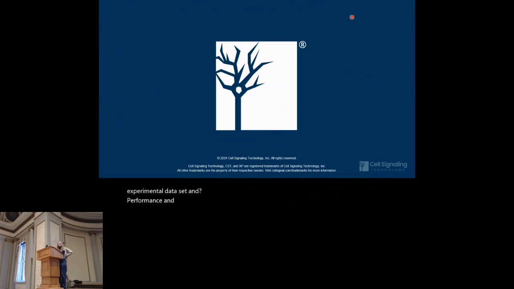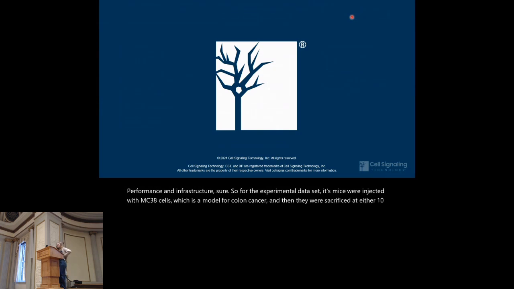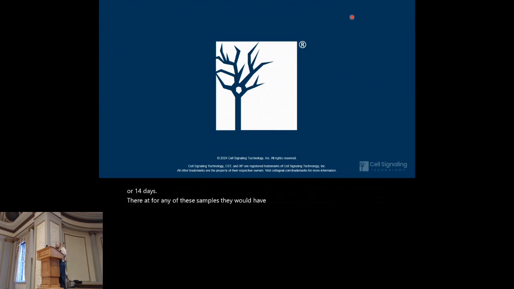Sure. So for the experimental data set, mice were injected with MC38 cells, which is a model for colon cancer, and then they were sacrificed at either 10 or 14 days. For any of these samples, they would have developed some tumors. So there's a very large range of tumor sizes and stages of development amongst these samples.